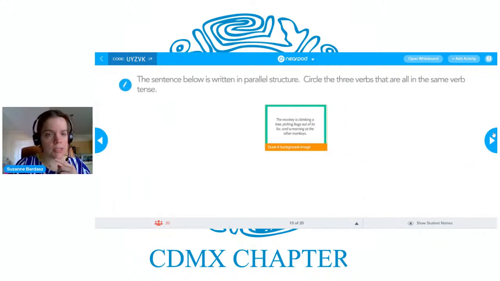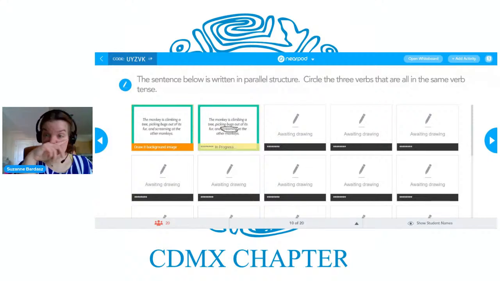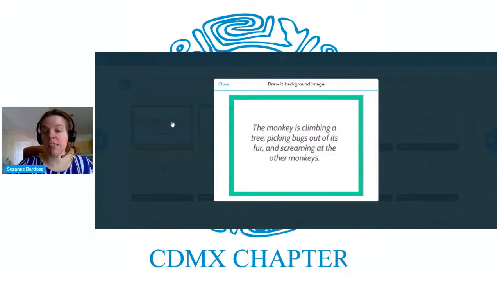Okay, let's try this activity right here. The sentence below is written in parallel structure. Please circle the three verbs that are all in the same verb tense. Again, those of you who are just watching, this is what everyone's seeing.